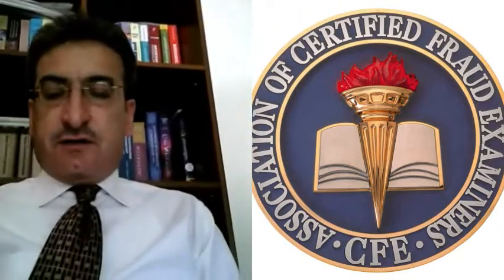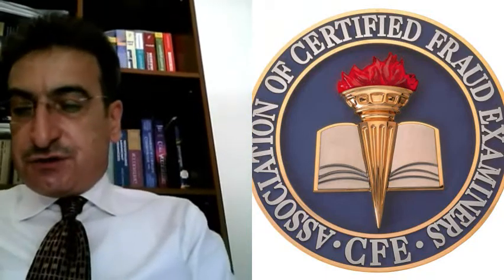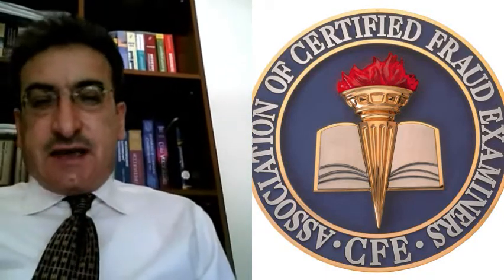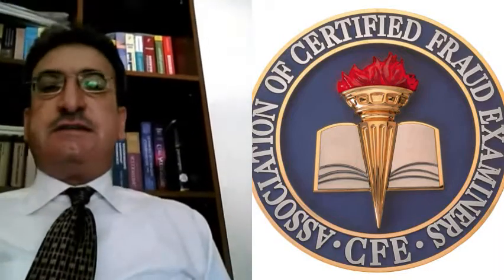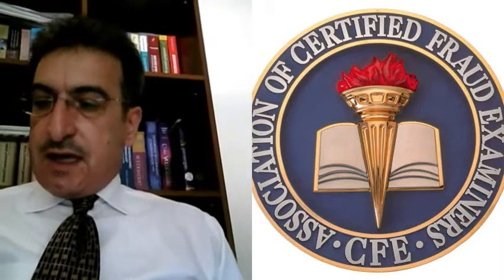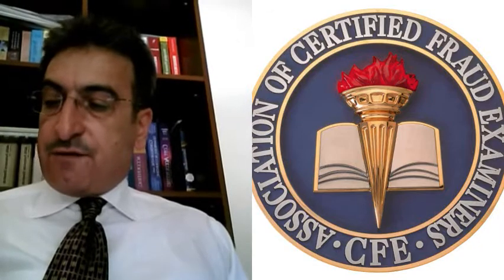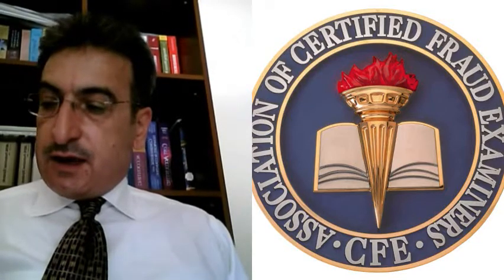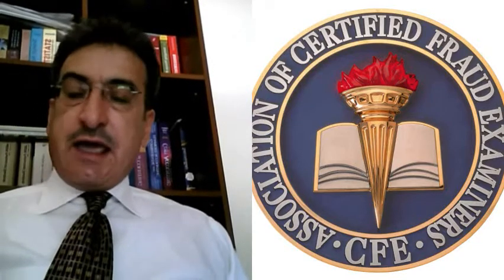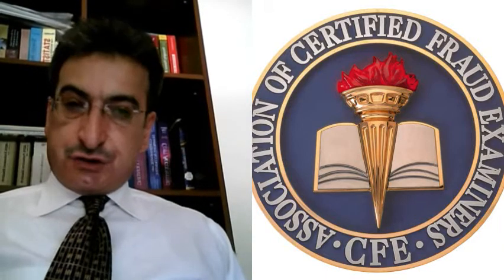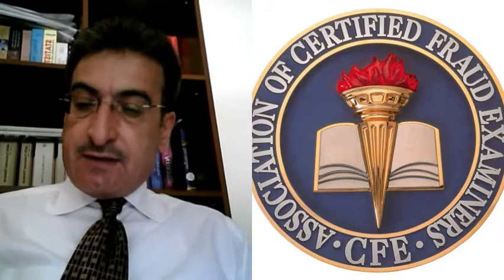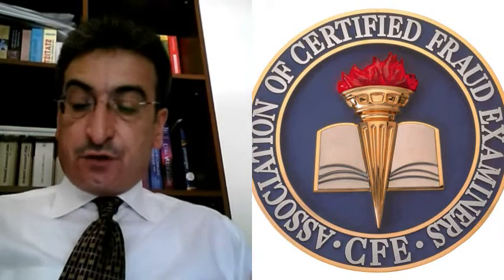As you can see here, we have corruption, misappropriation of assets, and fraudulent statements. Under corruption, they say we have conflict of interest, bribery, illegal gratuities, and economic extortion. Under asset misappropriation, they have cash or non-cash, and under fraudulent financial statements or fraudulent statements, we have financial and non-financial.